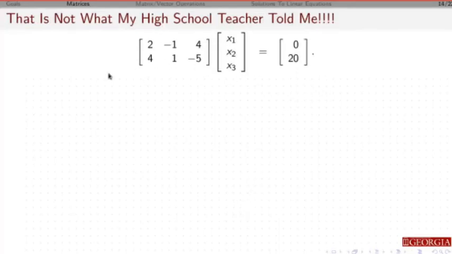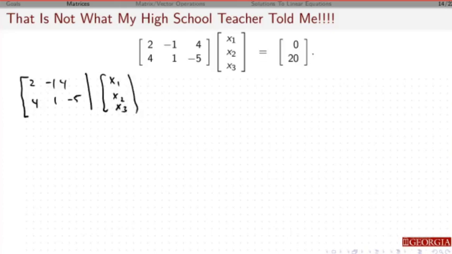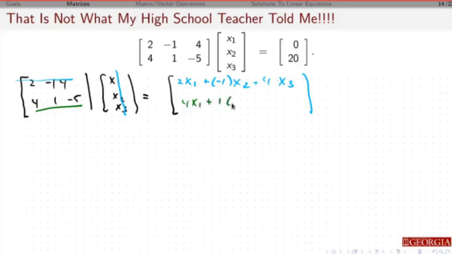Now, some of you may be upset here because your high school teacher probably told you a different way to do this. Your high school teacher may have told you to go across rows and down the column. So if you do that, you're going to have 2 times x1 plus minus 1 times x2 plus 4 times x3, and then go across this row and down the column, so you'll have 4 times x1 plus 1 times x2 plus minus 5 times x3. Now note, if we do that, I can break this up into three pieces. I've got the x1s, the x2s, and the x3s. So I can write that as the sum of three vectors.